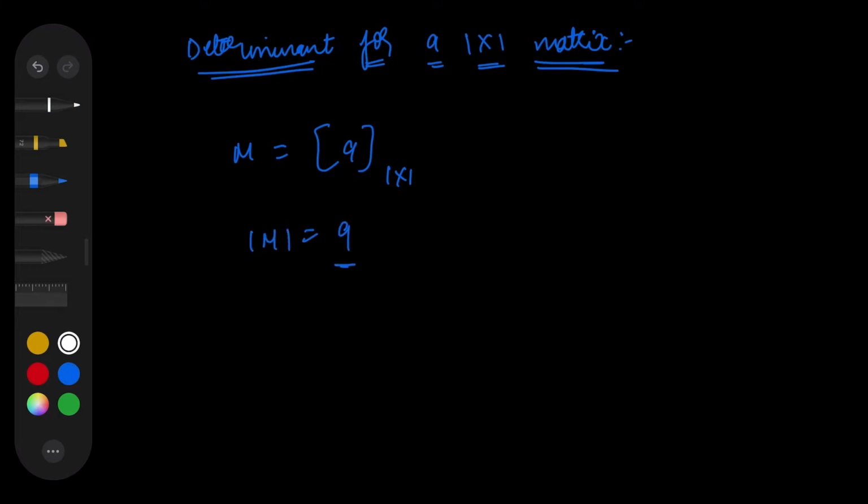So if you wanted to find the determinant of any matrix, you have to keep that matrix in these parallel lines. So here the matrix M is placed in these two parallel lines, which means that the determinant of matrix M is equal to this value 9, right? So you represent determinant using these parallel lines.